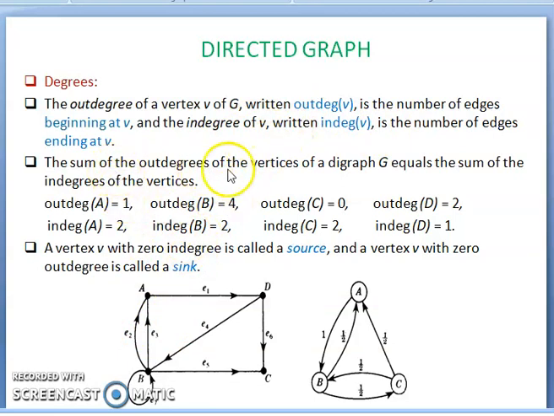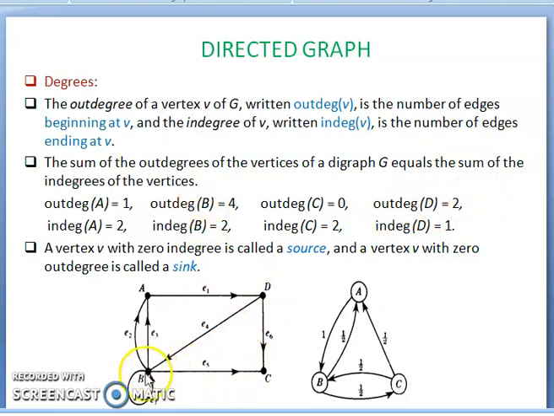The sum of the out degrees of the vertices of a graph G is equal to the sum of the in degrees. Sum of out degrees is equal to sum of in degrees. So for example, this is A. Out degree of A is 1. Out degree of D means outgoing edges, which are E4 and E6. So the out degree of D is 2.